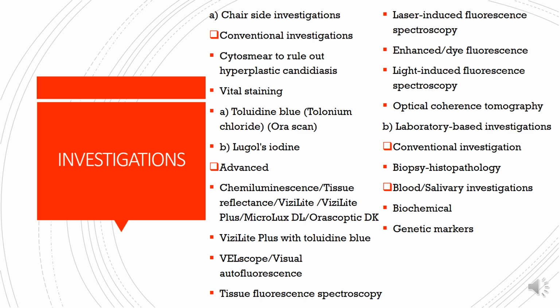Talking about the investigations, there are chairside and laboratory investigations. Chairside investigations include the conventional investigations like the cytosmear and vital staining. Advanced investigations include chemiluminescence, Visilight, VELscope. Laboratory-based investigations include biopsy, biochemical, salivary investigations, and genetic markers.